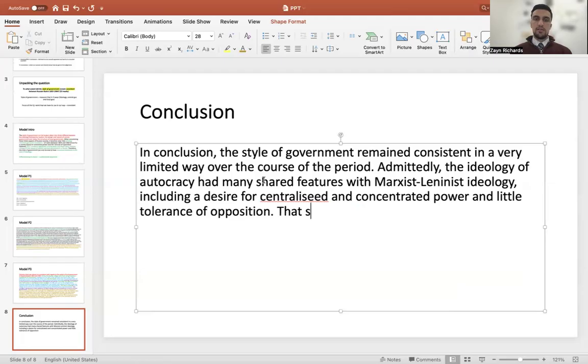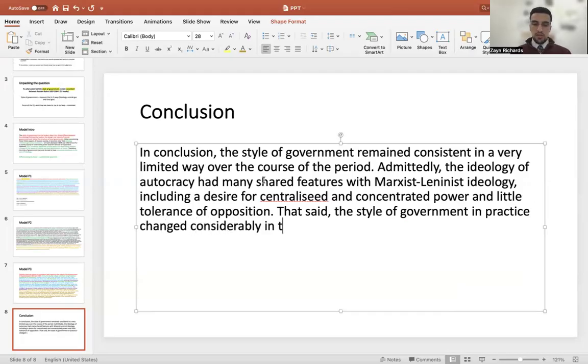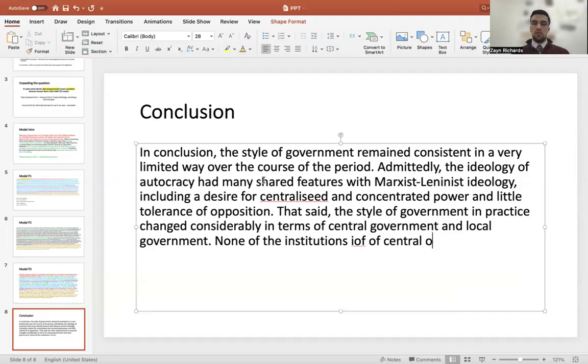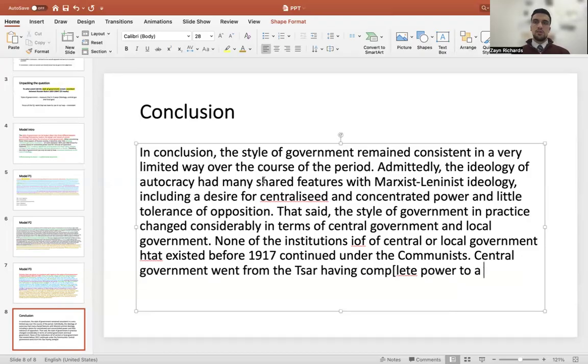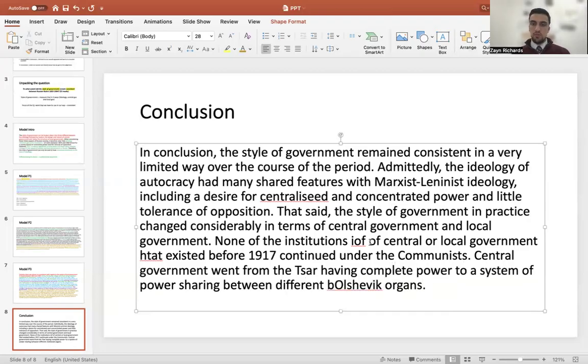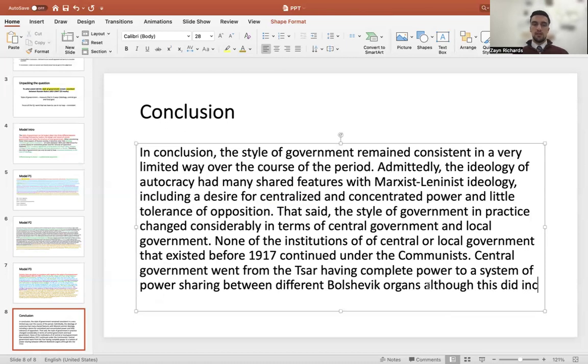Then I'm saying something like, that said, the style of government in practice changed considerably in terms of central government and local government. None of the institutions of central or local government that existed before 1917 continued under the communists. Central government went from the Tsar having complete power to a system of power sharing between different Bolshevik organs. Oh, my life, my spelling has gone to poo here. Right, there we go. Although this did increasingly become concentrated under the rule of Stalin.